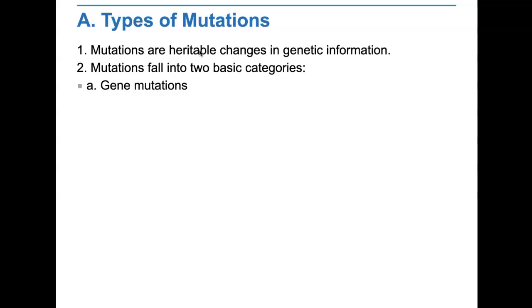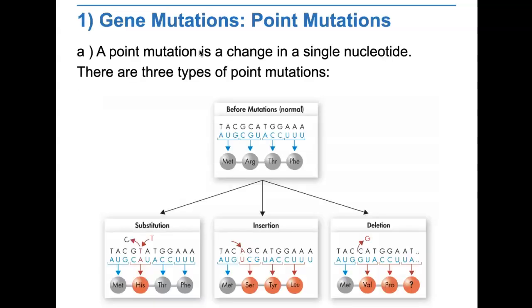There are two different types: gene mutations and chromosomal mutations. Mutations that change a single base pair are known as point mutations because they occur at a single point in the DNA sequence. Point mutations usually involve a substitution, in which one base is changed to a different base. Substitutions usually affect no more than a single amino acid, and sometimes have no effect at all.